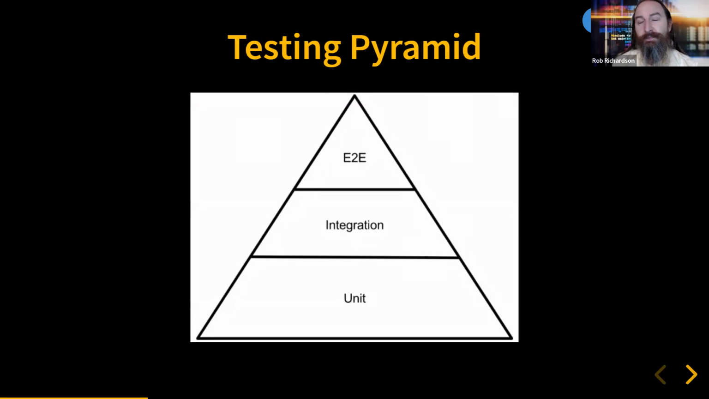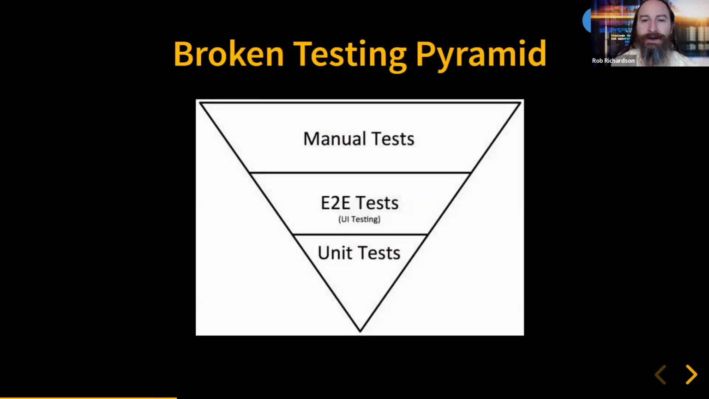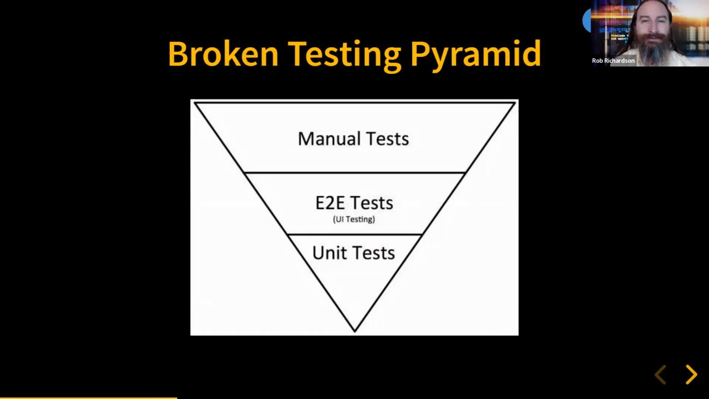Well, if you've ever seen this pyramid before and compared it to what you might have, maybe you have something like this instead, where we have a few unit tests, a few more integration tests, and a whole lot of manual tests. Hey, have you run through the entire website since I made that code fix? Validated I didn't break anything else? That's not really an efficient use of our time, but yet that's oftentimes what we end up with.